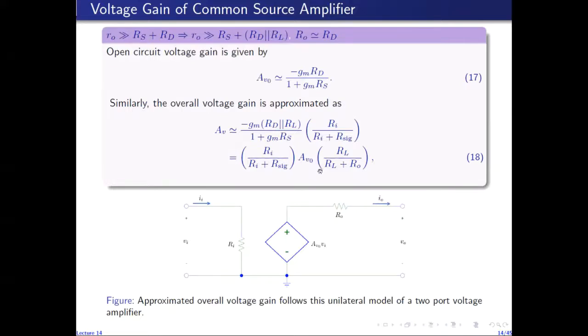So you can take V sig to the other side, and VL over V sig will be exactly given by this factor, which is equal to this approximate loaded gain of the amplifier. So the overall approximate loaded gain of the amplifier follows the unilateral model of the two-port voltage amplifier.